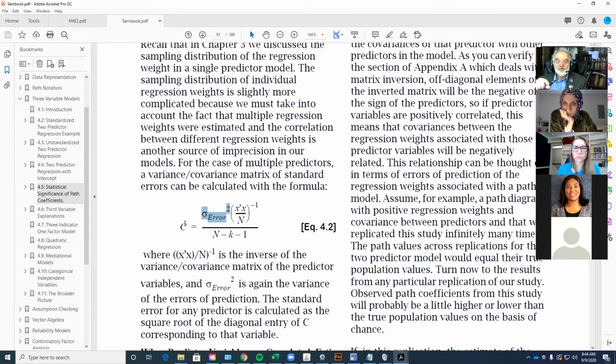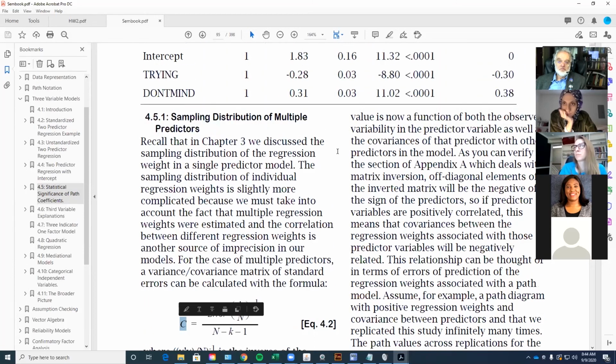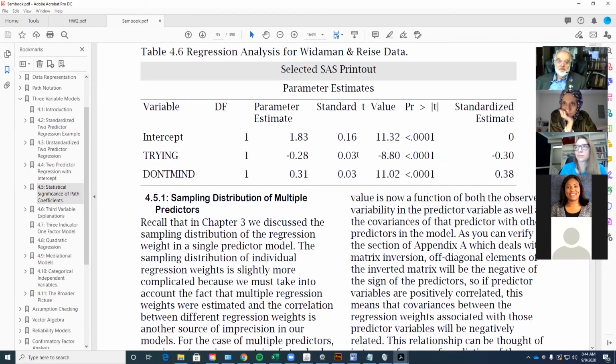So in this example, I have 2 predictors. So this C matrix is going to be a 2 by 2 matrix. What will sit on the diagonal of that 2 by 2 matrix is the variance of the standard error. That is, it's going to be this number squared. And what will sit in the off diagonal is the covariance between the estimate of one regression weight and the other regression weight.